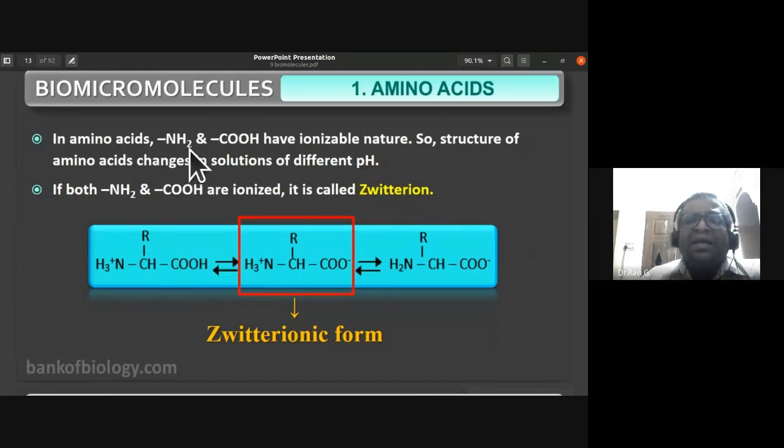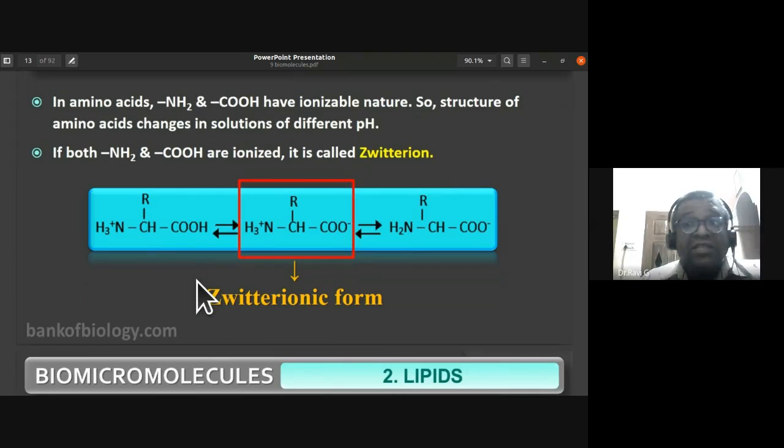In amino acids, the amino group and the carboxylic acid group have ionizable nature. So the structure of the amino acid changes in solutions of different pH. So that you are aware about. The amino group and COOH, the carboxylic acid group, both have ionizable nature. So in solutions of different pH, the structure of amino acids changes.